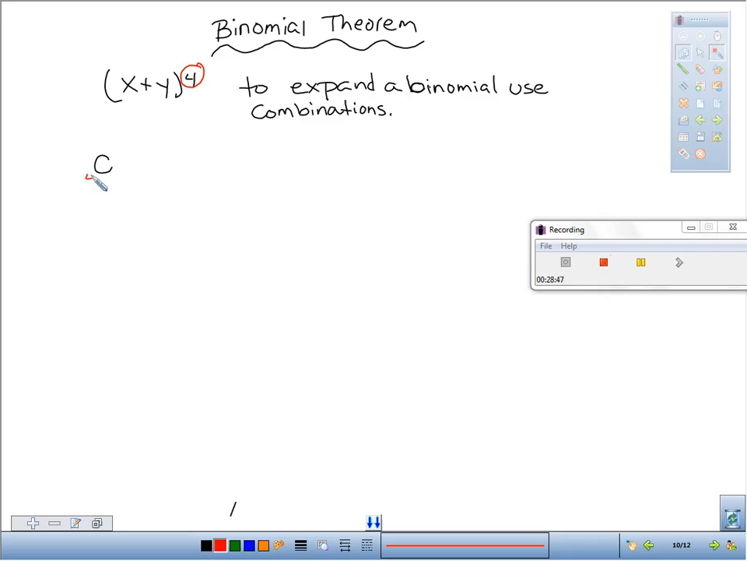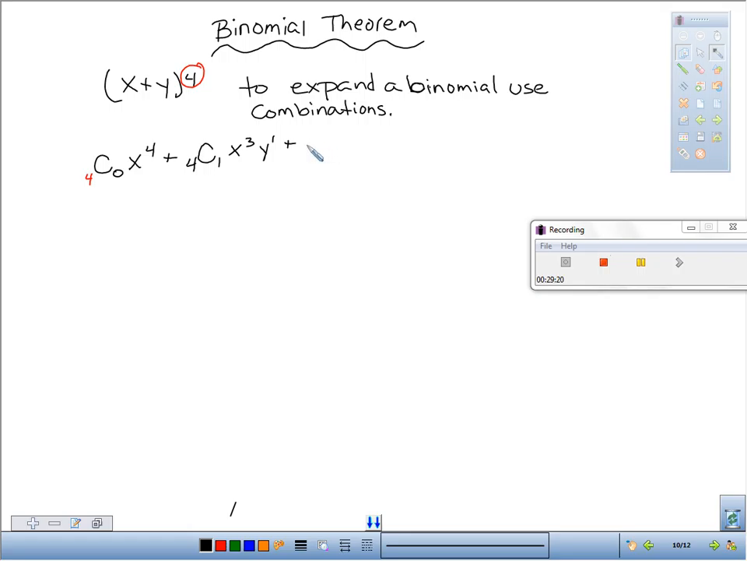That is always out of 4 choices. And your first one, you're going to choose 0 things. The x is to the fourth now. Then you're still going to have a combination of 4 items, but now you're going to choose one of them. The x now goes down by 1, so it's x cubed, and then y to the first.